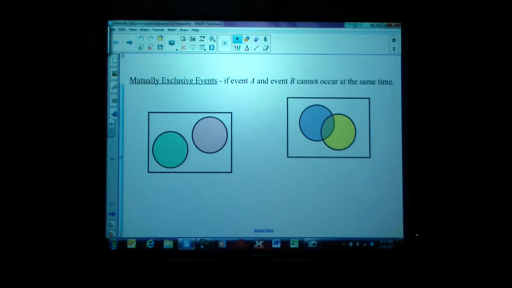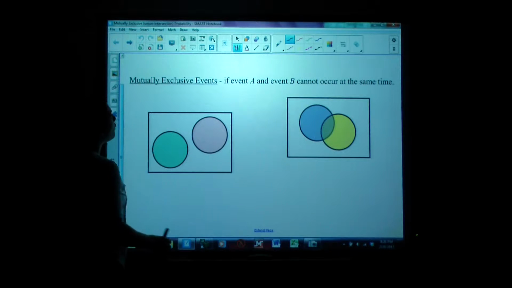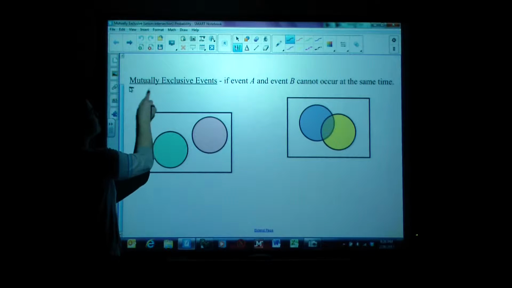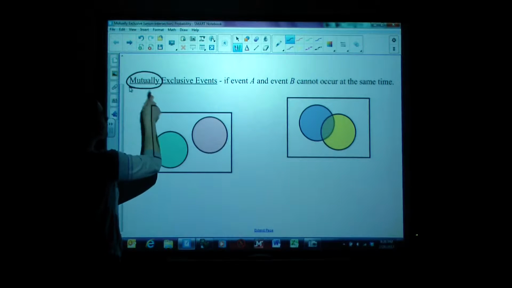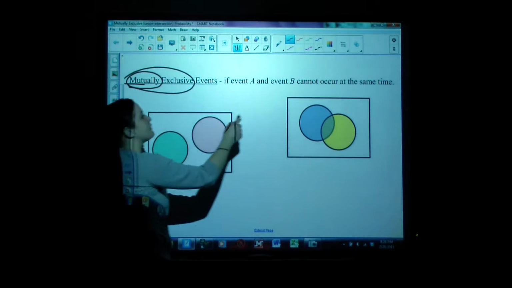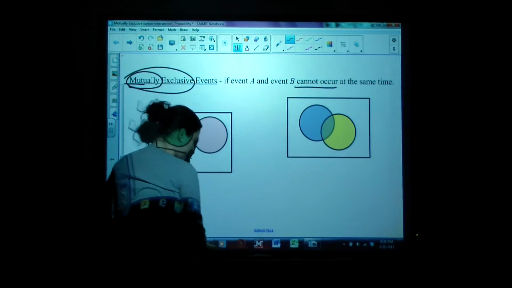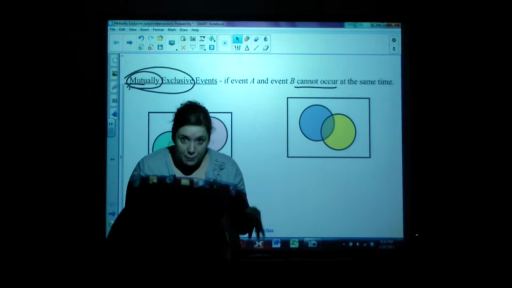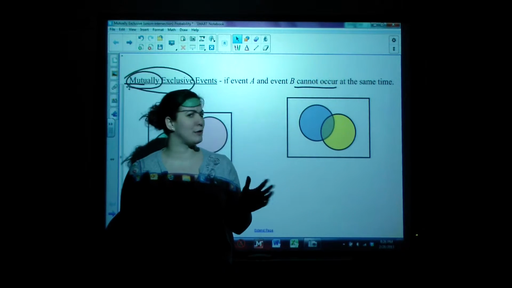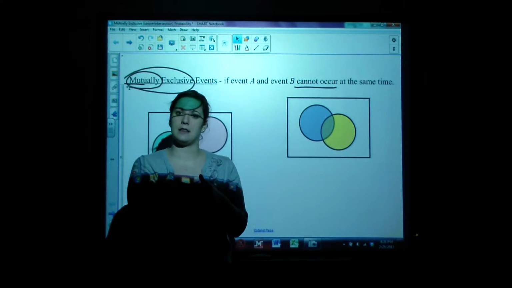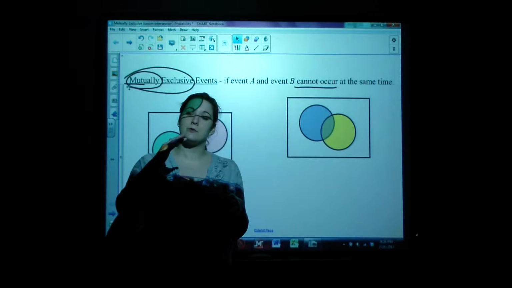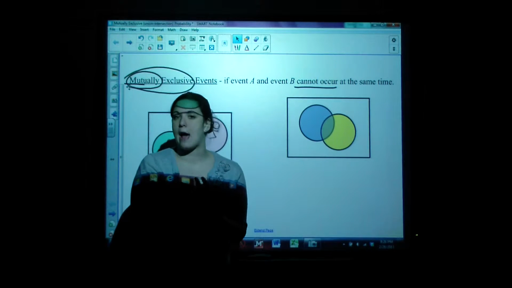Being mutually exclusive happens if some event A and some event B cannot occur at the same time. So in order for things to be mutually exclusive, I want to circle both of them, it means they cannot happen at the same time. It's this whole opposite thing. In order to say yes, something is mutually exclusive, we have to say no, they cannot happen at the same time.